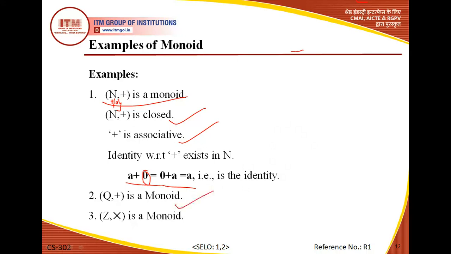Also, the set of rational numbers with respect to addition is a monoid. Also, the set of integers with respect to multiplication is a monoid. Why? What is the identity with respect to multiplication? It is 1, and obviously 1 exists in this particular set. If you multiply any element of the set of integers with 1, it would give the same element only. Hence this is an example of a monoid also.